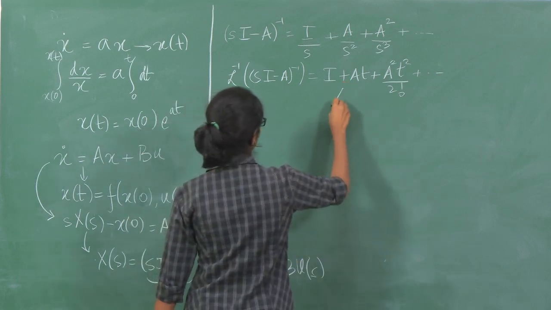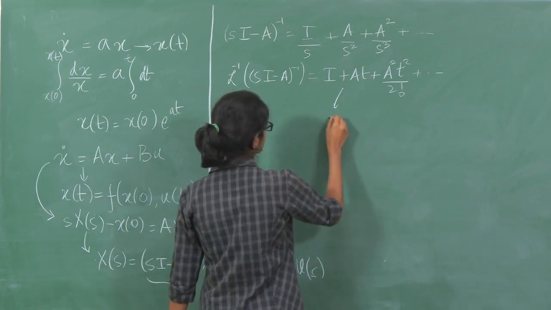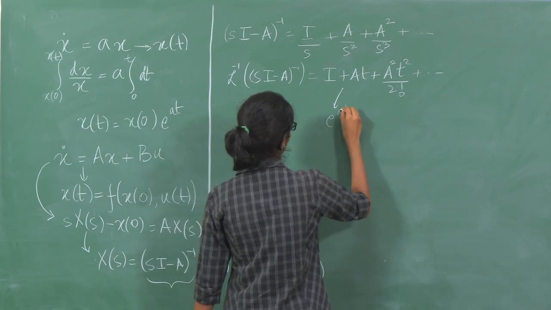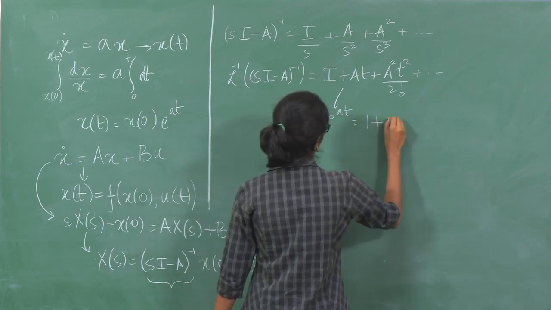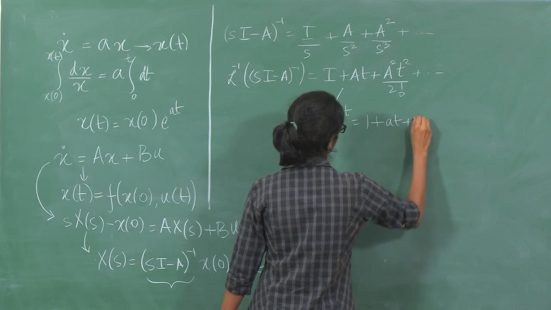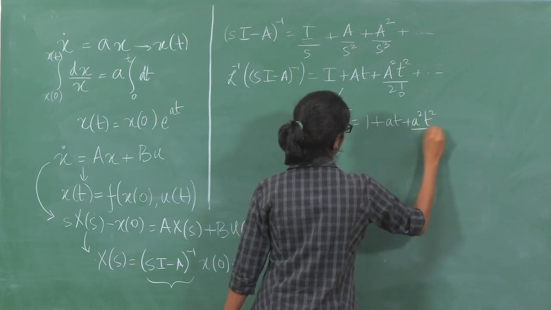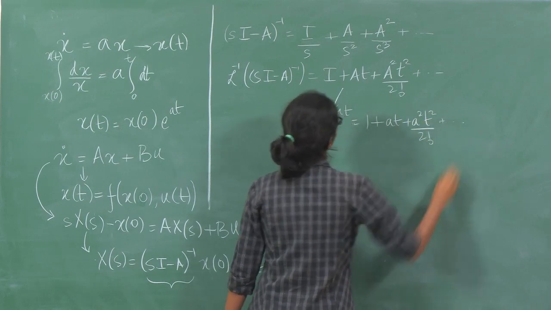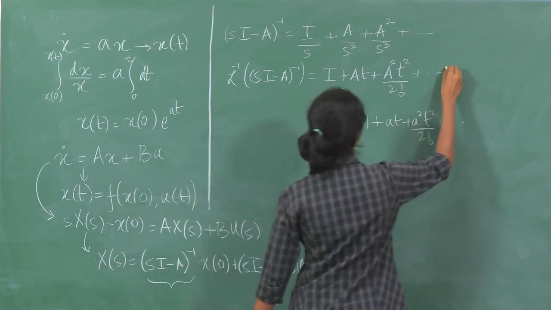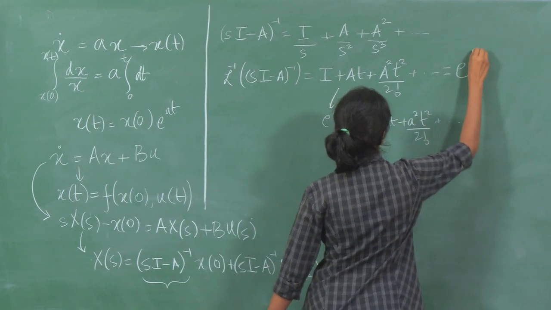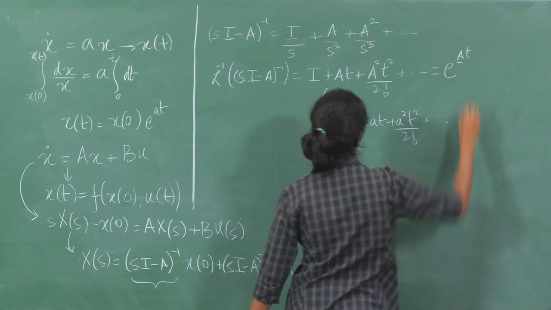Now this is similar to the scalar exponential expansion, which is e power at is 1 plus at plus a square t square by 2 factorial. So this is what we call the matrix exponential, e power at. Note that a is a matrix.